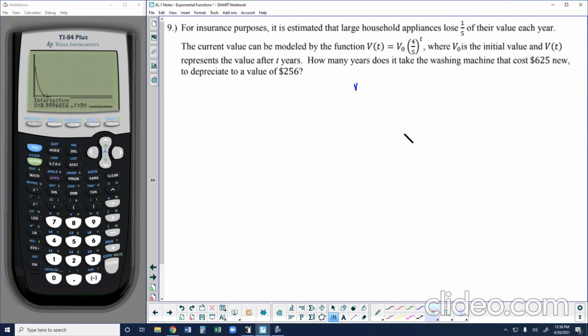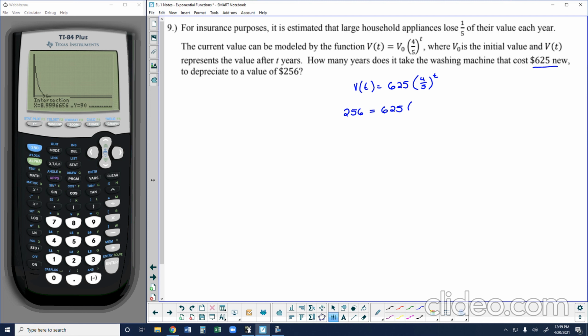So here, what we want to do is substitute into our equation. v of t would be the value over time. v of 0 is our initial value. So our initial value for this washing machine is $625, so we can substitute 625 in for v of 0. Then we would have 4/5 to the t power. Now, we want to figure out how many years it takes the washing machine that cost $625 new to depreciate to a value of $256.